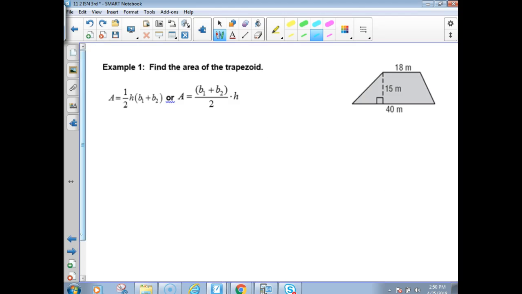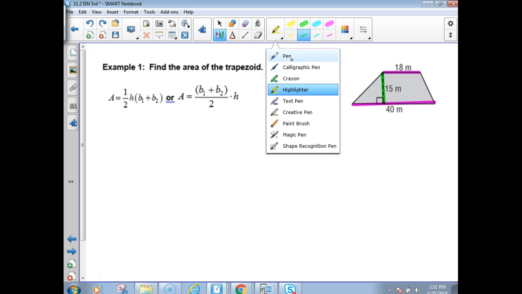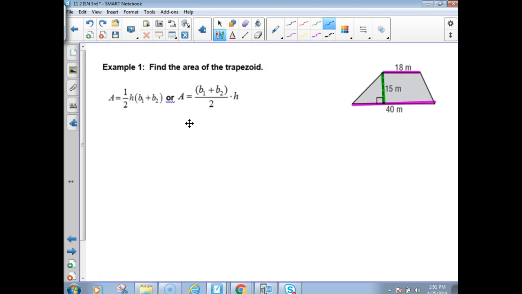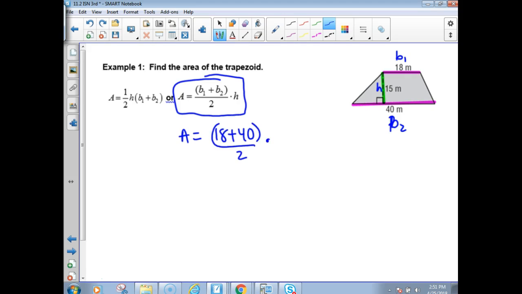Let's do some examples. This first one is a trapezoid. It's got a base of 18 and another base that's 40. It has a height of 15. We're going to probably do quite a few examples of everything. I'm going to use this formula. My base 1 is 18, my base 2 is 40, and my height is 15. So I just plug it all in: 18 plus 40, parentheses around it, divided by 2 times 15.